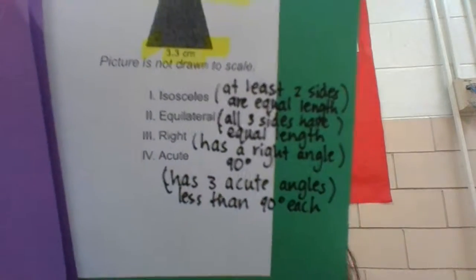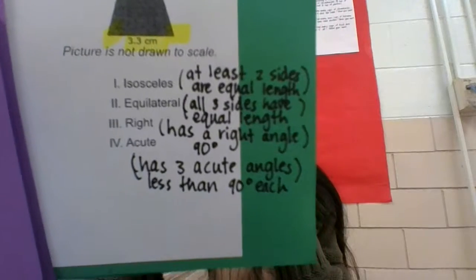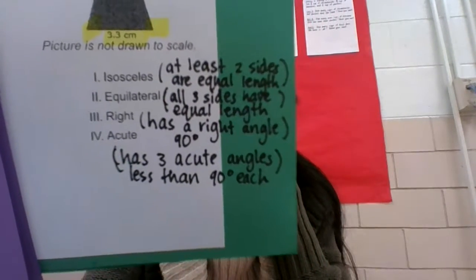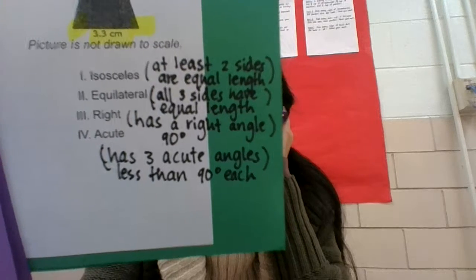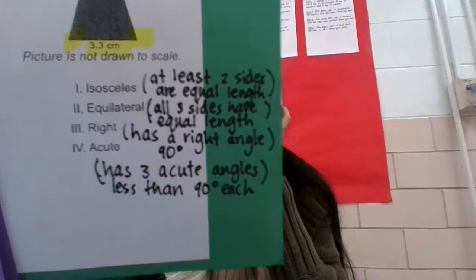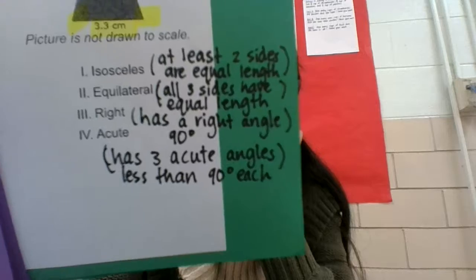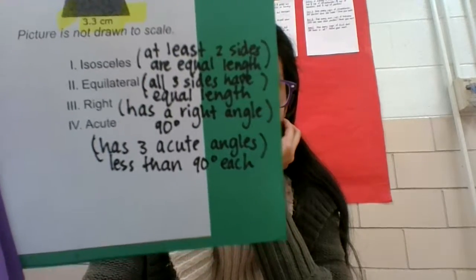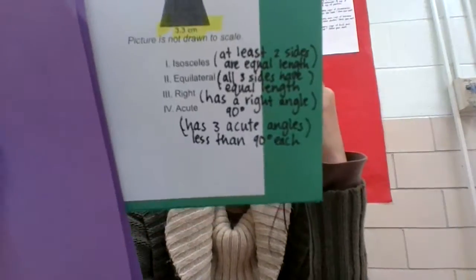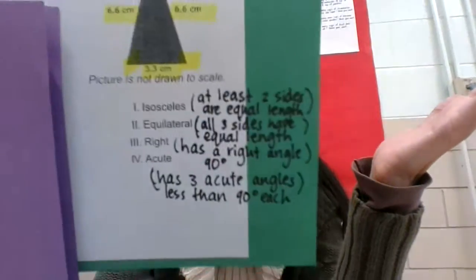Number 2, equilateral. What does that mean? An equilateral triangle is a triangle in which all 3 sides have equal length. And number 3, a right triangle is a triangle that has a right angle which measures 90 degrees. And number 4, an acute triangle has 3 acute angles, which are less than 90 degrees, okay? So if you notice, I wrote keywords down for my definitions. I didn't write full sentences because that helped me. So if you can understand that way or write your keywords, you can do that.